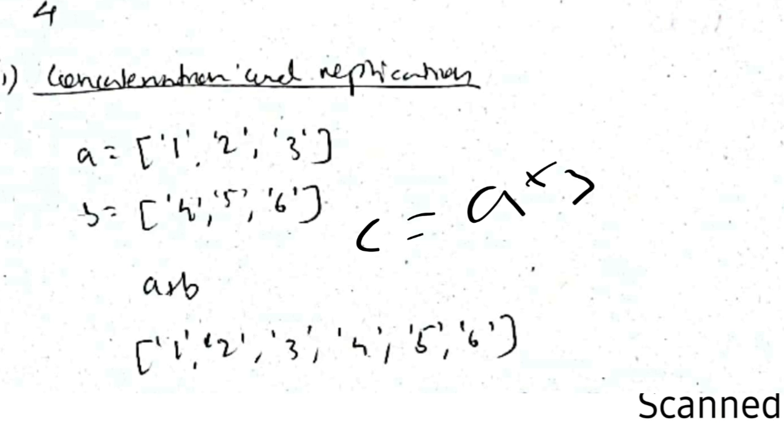Okay, suppose c is equal to a into 3. Then in c what you will have is 1, 2, 3, again 1, 2, 3, and again 1, 2, 3. So this is what you will have in c. Okay, that was about replication.